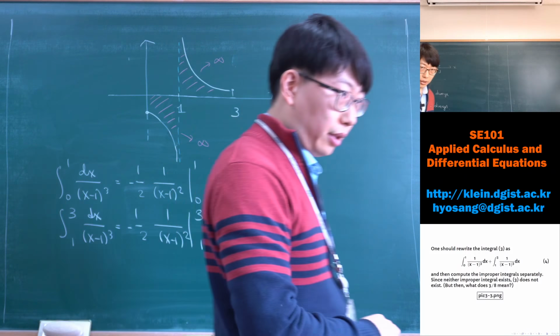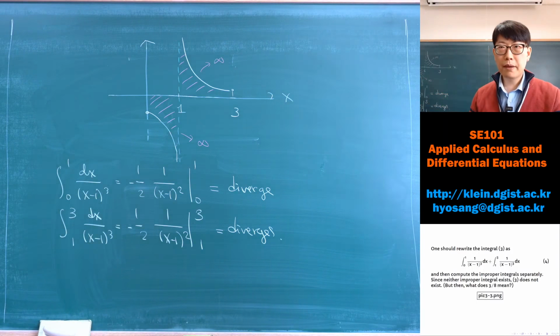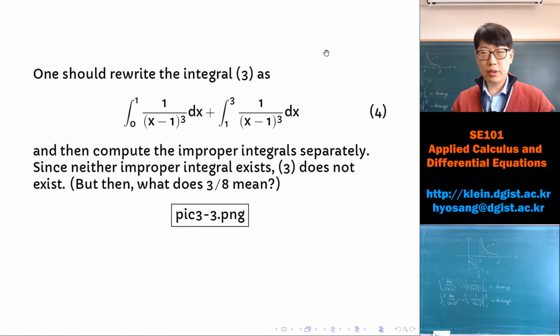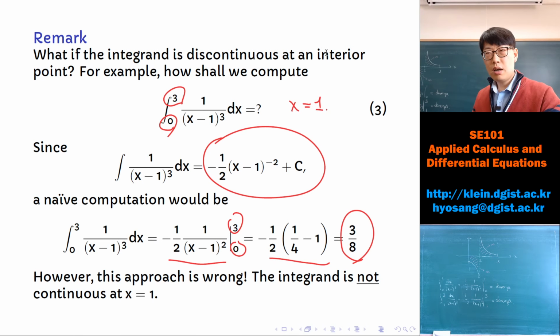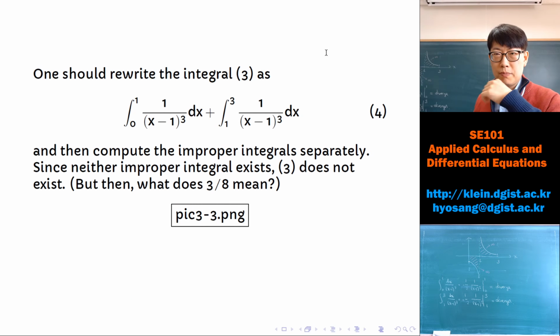Now the question is, we had the computation previously, the wrong computation, but we got some finite value, 3 over 8. What does it mean? So simply, this is wrong in the sense of our definition of improper integral, but we got some number, and this should have some meaning or some interpretation. What does 3 over 8 mean?